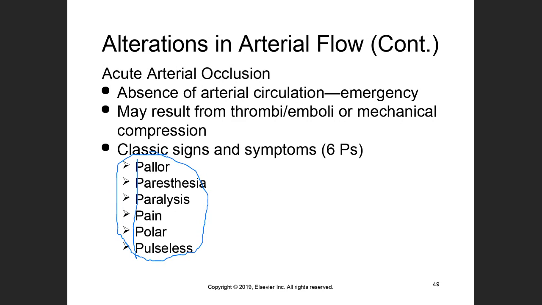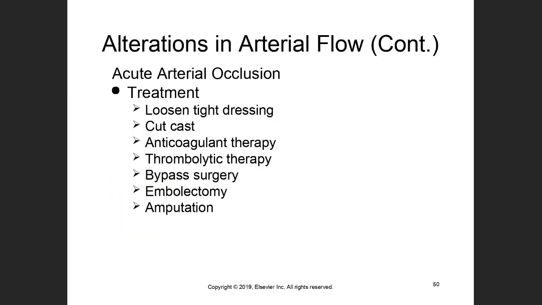You see right here the 6 P's: pallor, paresthesia, paralysis, pain, color, pulseless. Those are the same signs and symptoms for compartment syndrome, because compartment syndrome is an artery obstruction. The treatment is loosening tight dressings, anticoagulation therapy, thrombolytic, bypass, embolectomy, amputation. Amputation is the last one. First you have to recover the limbs, and then you do the amputation.